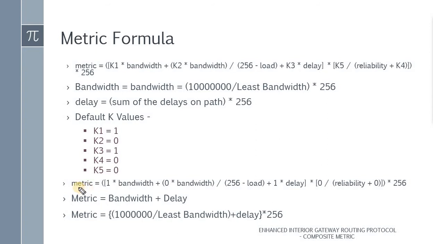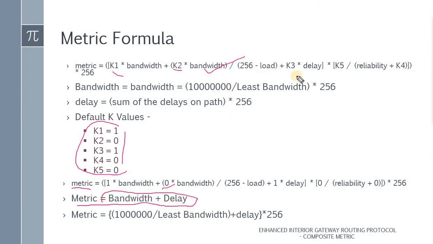So let's discuss this metric now. I'm going to put the default values into the formula. K1 is equal to 1, K2 is equal to 0, and this is a whole bunch of formula. You can pause the video and see that this value has been kept under this formula only. So finally it becomes: metric is equal to bandwidth plus delay.